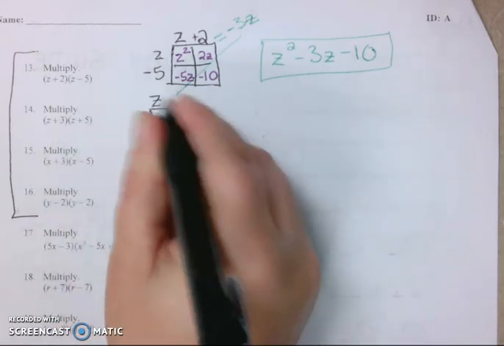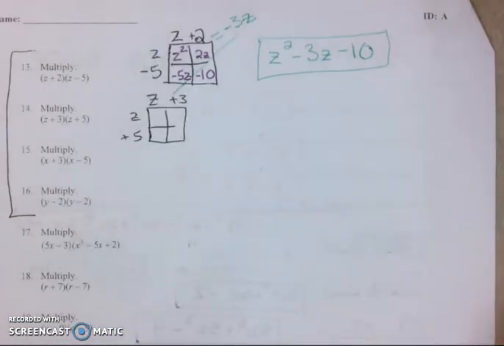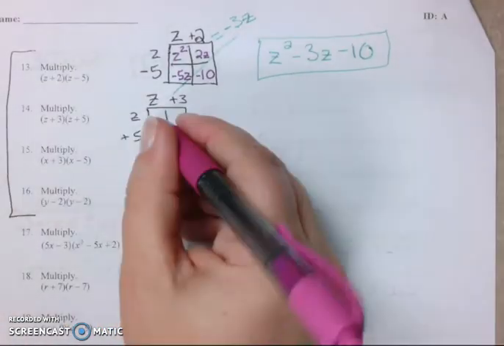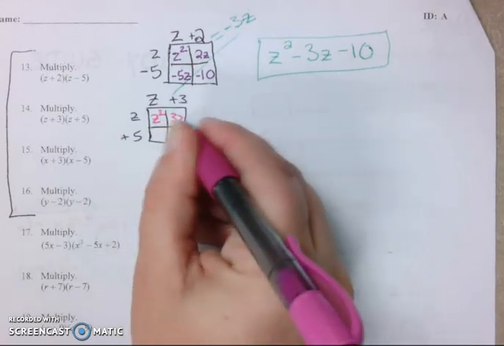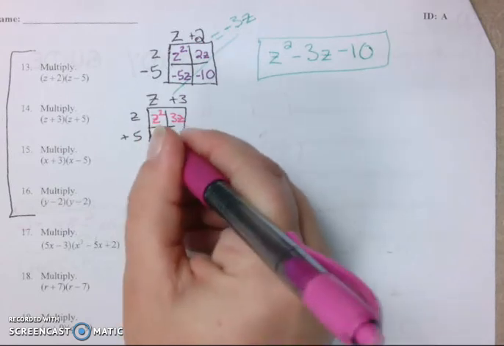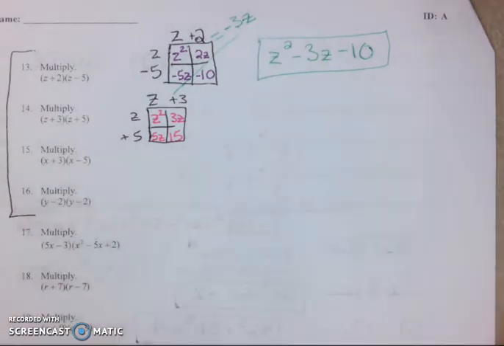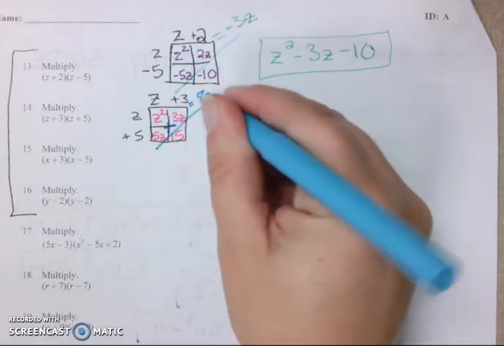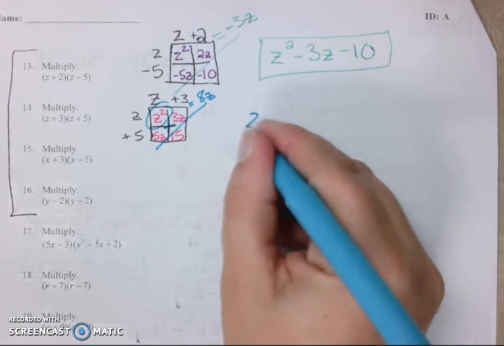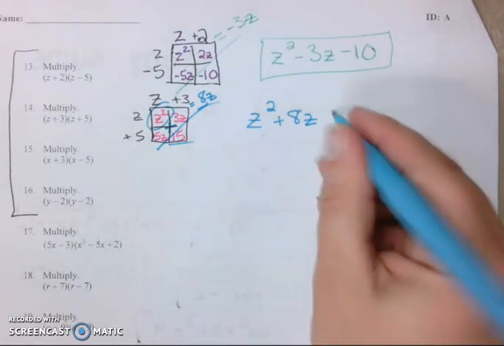Okay, z plus 3, z plus 5. Multiply our box and fill it in. z times z, z squared. 3 times z, 5 times z, and 5 times 3, 15. Like terms here, I can add these. 5 plus 3, 8z. So z squared plus 8z plus 15.